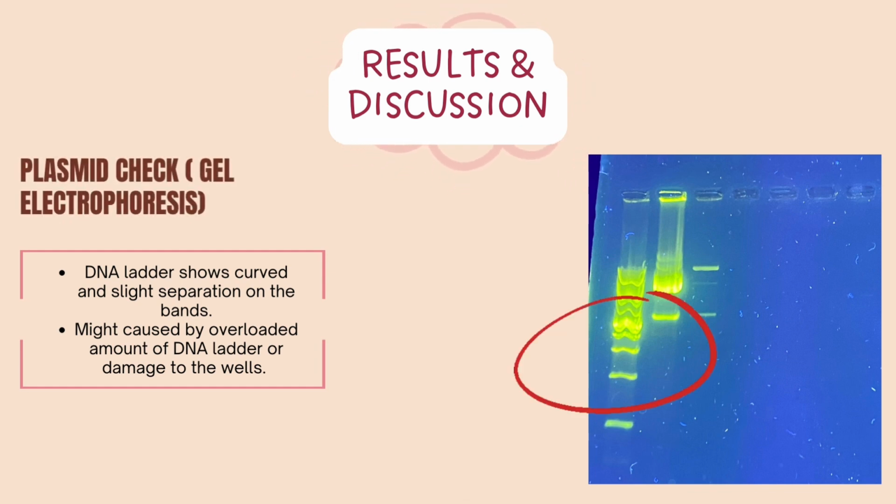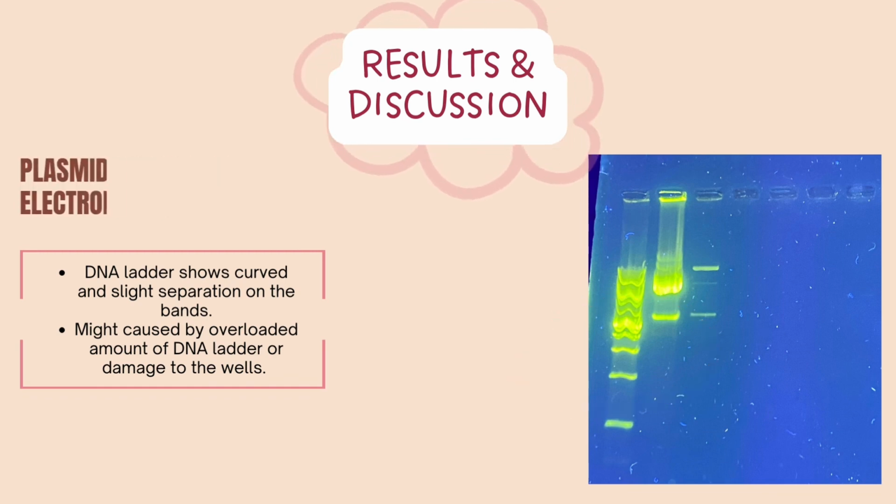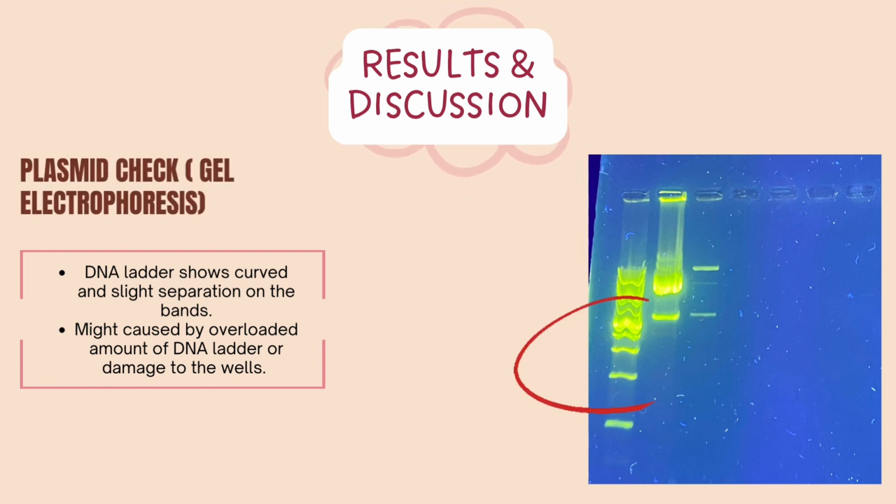The smear might be caused by overloaded amount of DNA ladder or damage to the wells when the sample was loaded. If the sample was loaded in high volume, it may cause overflowing from wells. Meanwhile, the poor separation of the DNA ladder may be caused by a slow run. Thus, to improve the visualization of the gel, load less amount of DNA ladder to avoid overflowing. Besides, load DNA ladder after all the samples have been loaded to get good visualization.